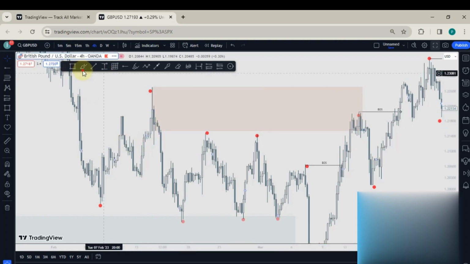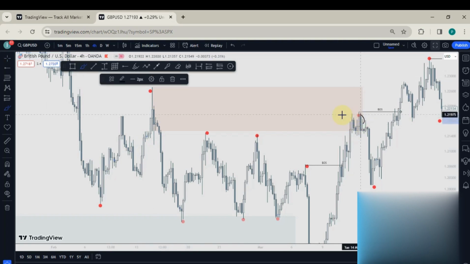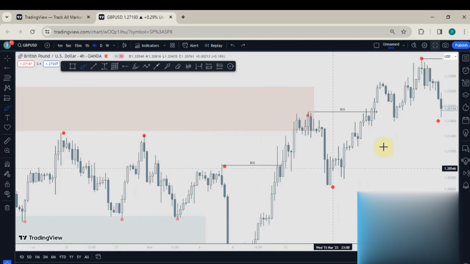As you can see, price came to this supply and then it reacted. You can catch sells here, which in this case will be short-term sells. You can catch sells here going down. You can catch this move and close your entry when it hits the target.